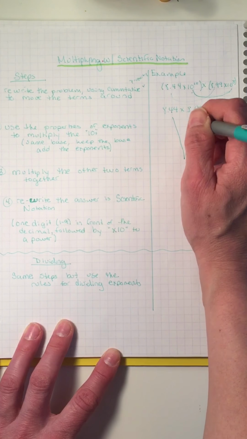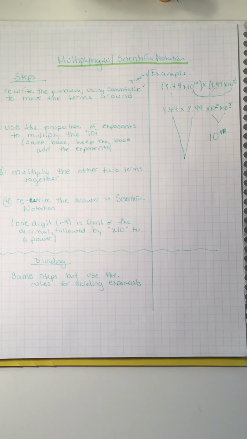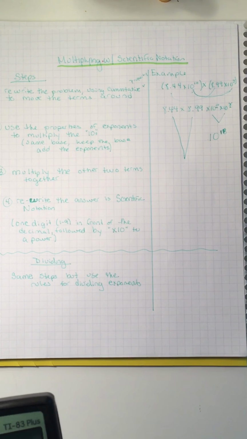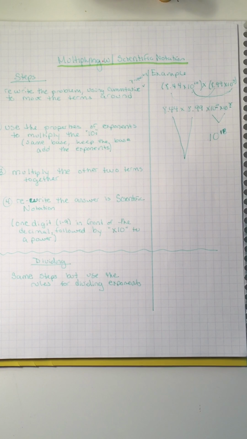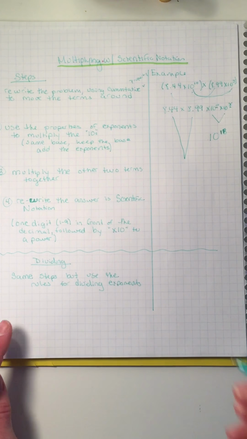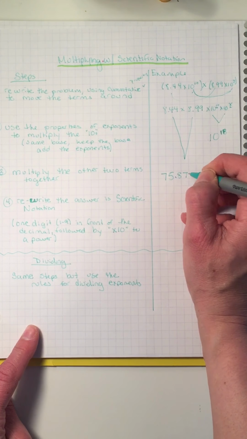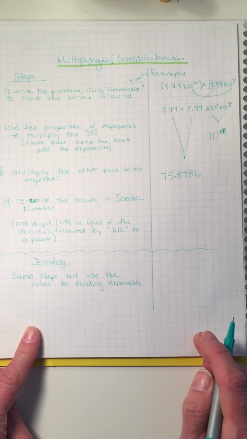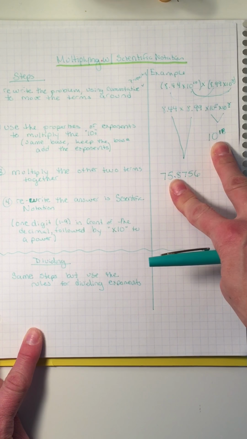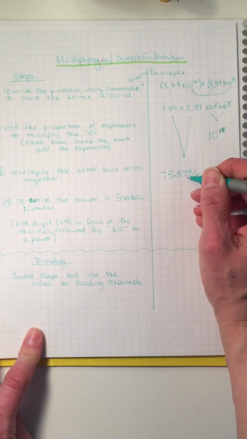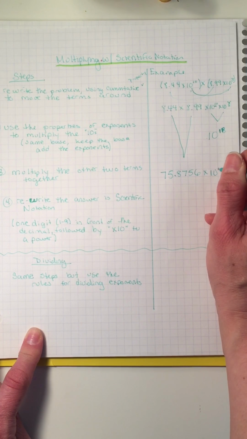Now in step 3, what I'm doing is I'm multiplying the other two terms together. All right, so I'm going to grab my calculator. And I'm going to do 8.44 times 8.99. And I get 75.8756. So now I have these two terms, but that's not quite in scientific notation, right? So right now my answer looks like this: 75.8756 times 10 to the 18th.